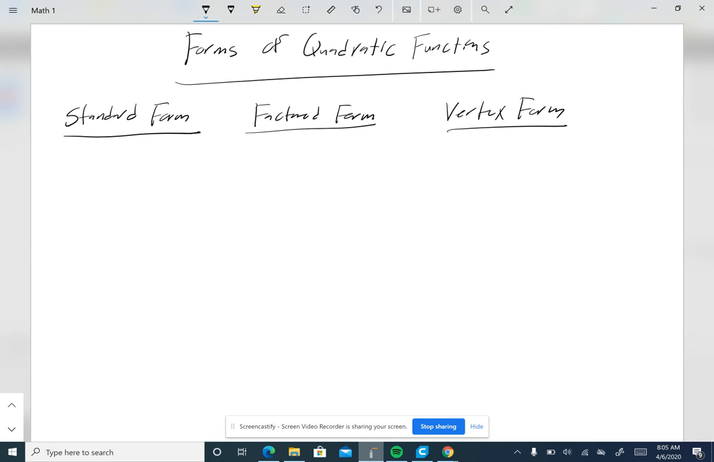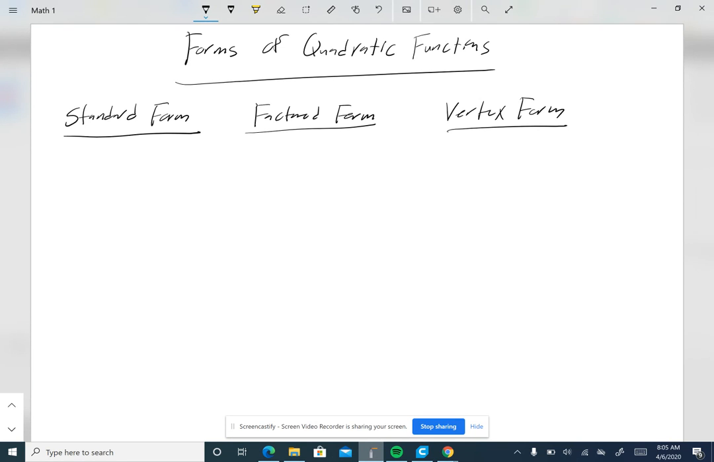Okay guys, this is going to be a kind of quick video, I hope, just about the forms of quadratic functions. And I know this may seem a little confusing at first, and that's okay. This is something we're going to talk about for a while, so hopefully the more we talk about it, the less confusing it will be, okay?